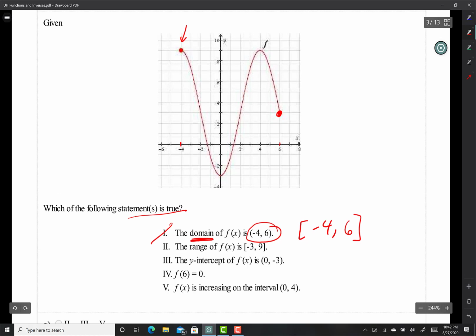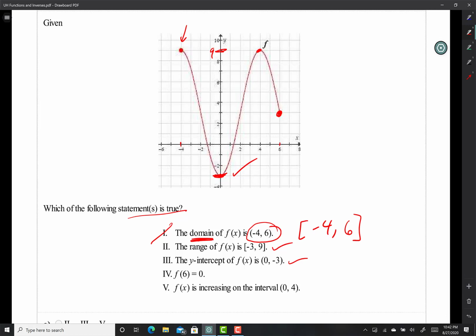The range of f of x is negative 3 to 9. Okay, negative 3 for sure, because this y value is negative 3 to 9. Yep, that y value up there is 9. So that one's true. The y-intercept is (0, negative 3). Yep, that one's true as well.